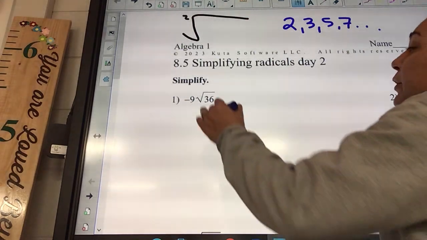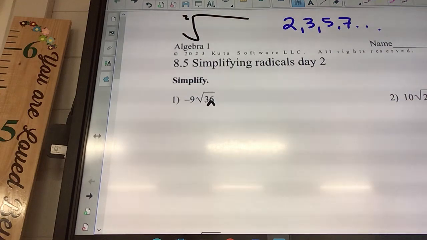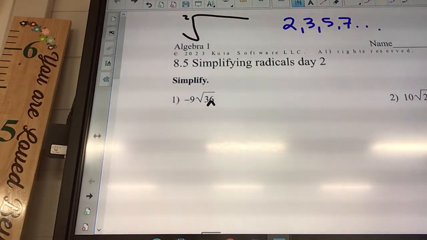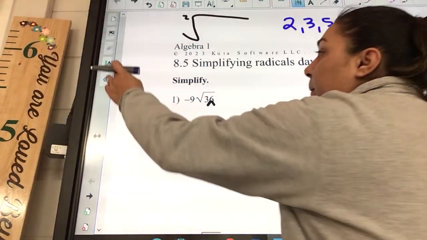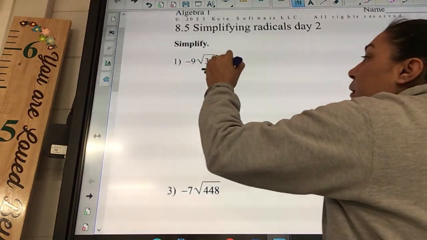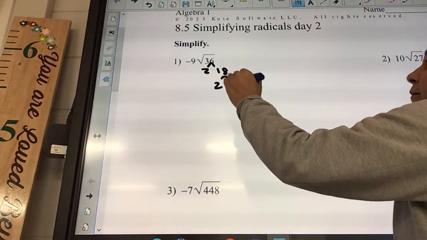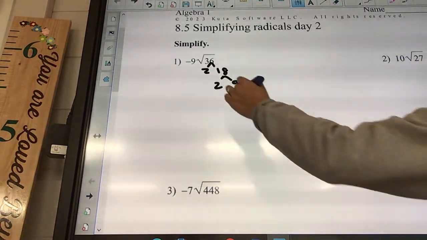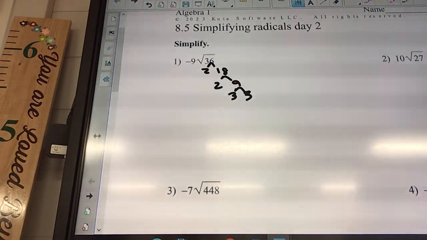Okay, if we start off with 36, what are some factors of 36? So you say 36 divided by 2. 2 and 18. Okay, 18. 2 and 9. And 9. 3 and 3.